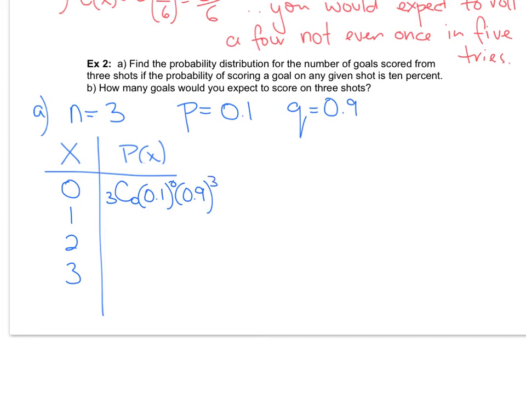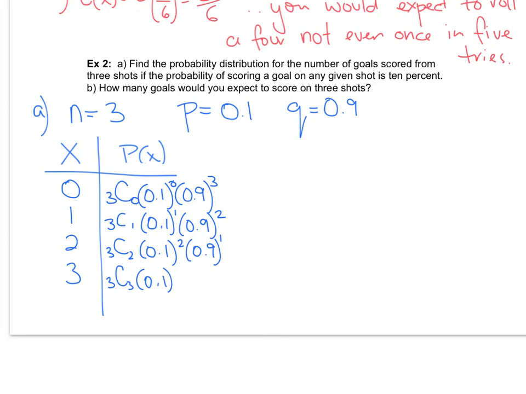Same thing for the first shot, so 0.1, now your exponent is 1, and 3 minus 1 is 2. Then 3 choose 2, 0.1 squared, and then 3 minus 2 is 1, and 3 choose 3, 0.1 cubed, it's x, and 0.9, 3 minus 3 is 0.